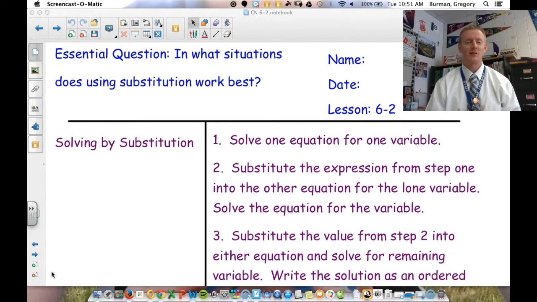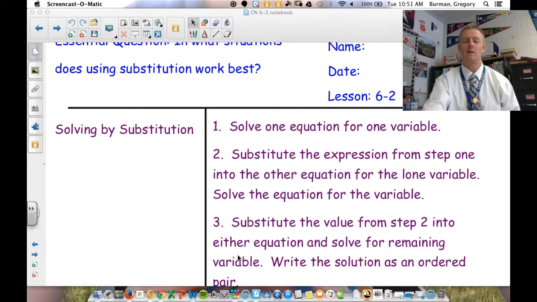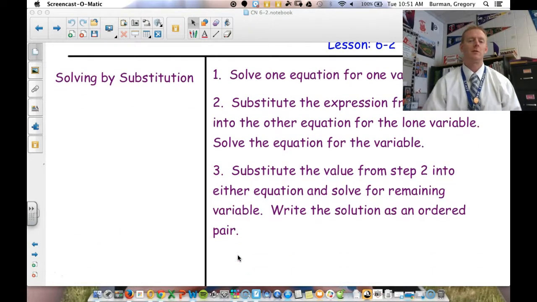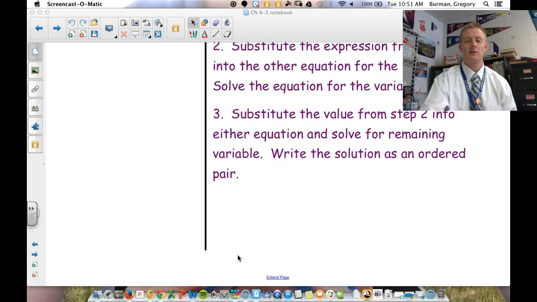Anywho, 6-2 is talking about substitution for solving a system of equations. So on the screen right now, you have a step-by-step process for using the substitution method for solving systems of equations. We're going to solve one equation for one variable, then substitute that into the other equation, figure out what x or y equals, and then plug it back in to figure out what the other x or y equals, so that we'll have an ordered pair for our solution to the system of equations. So that's what's going on for today.